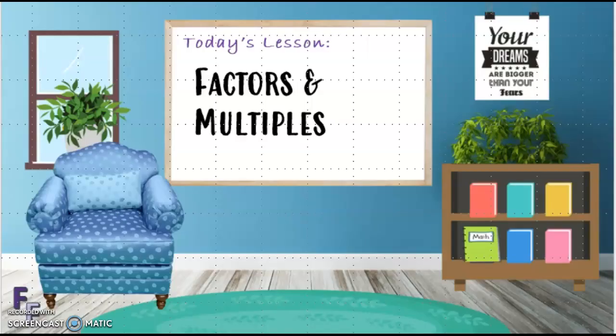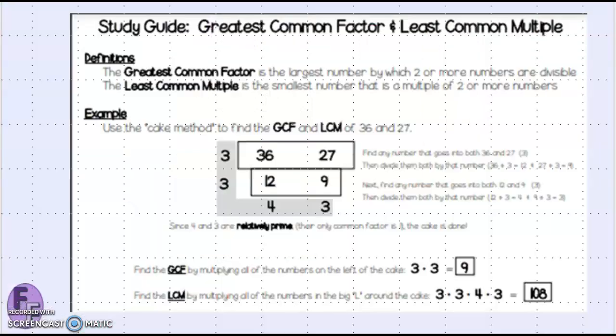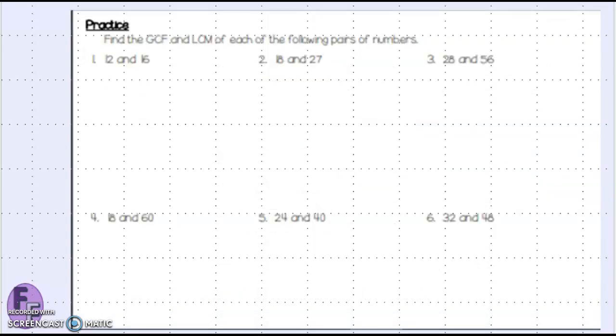In this video, we will be looking at factors and multiples and reviewing for our exam coming up. You should be on the page that has the study guide for greatest common factor and least common multiple shown. It is giving you an example of the ladder method, using this method to find both the GCF and the LCM at the same time. Let's walk through a couple of examples and then you'll work through the rest of the problems on your own.